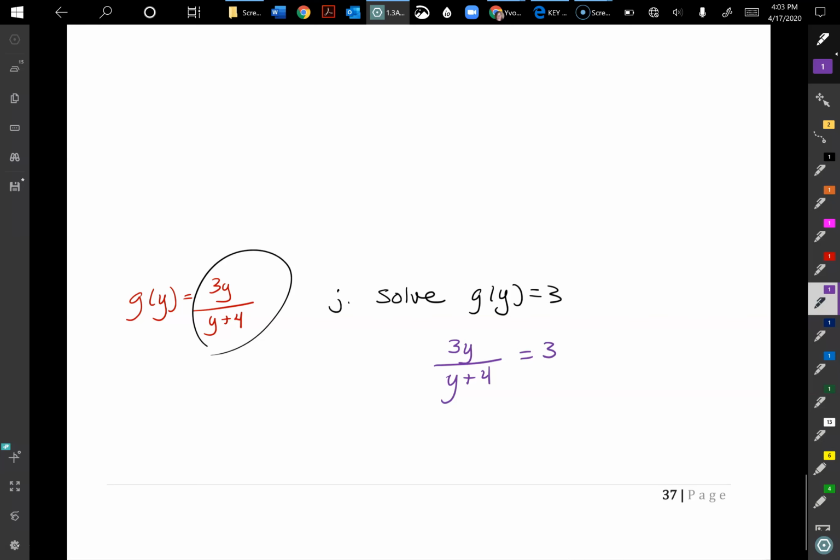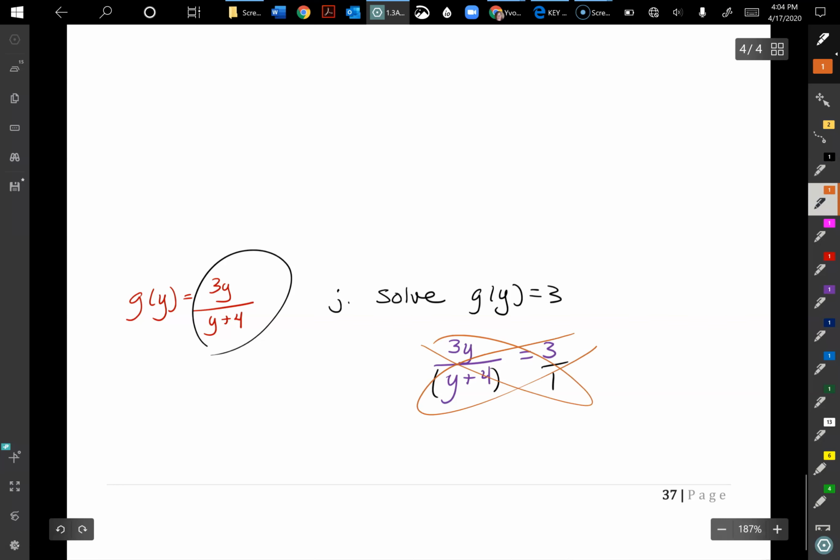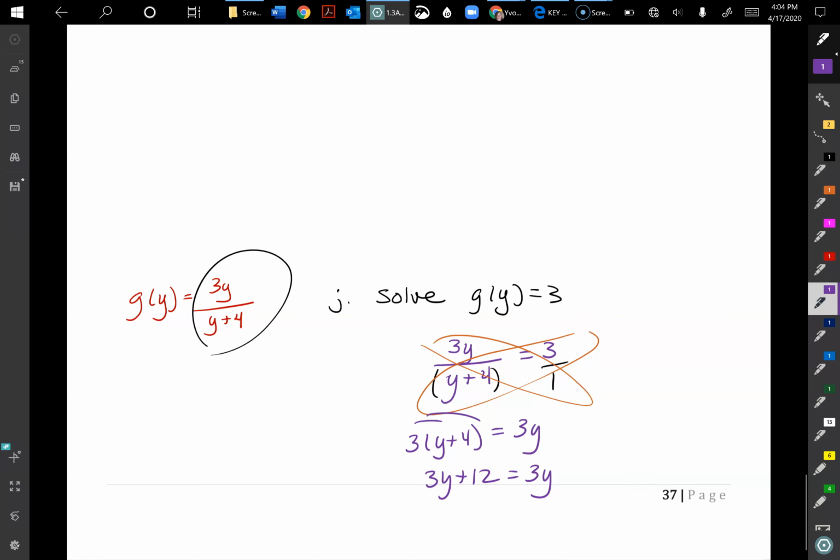And I can actually do that just by cross multiplying. If I put this one over 1, put parentheses around your denominator. Remember, that's a grouping symbol, is a denominator or numerator. And then I'm going to actually cross multiply, or you could clear the denominator, whatever you want to call it. And so I would have 3 times y plus 4 equals 3y. Distribute, I get 3y plus 12 equals 3y.